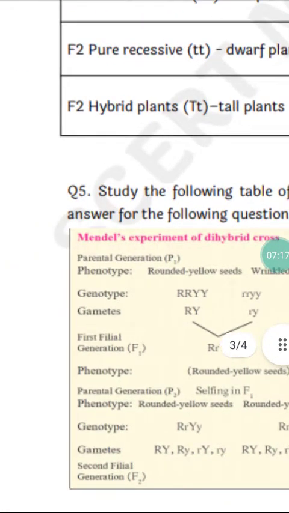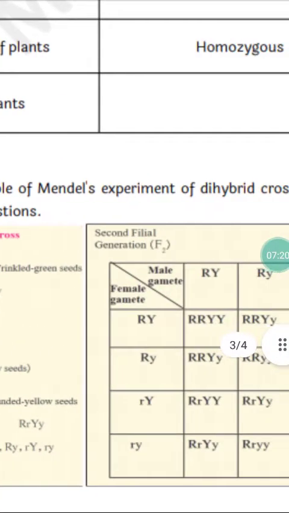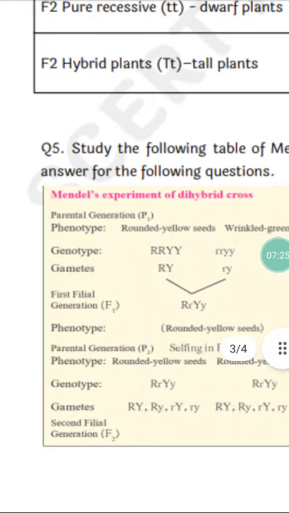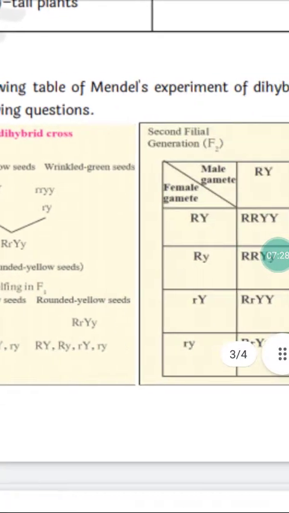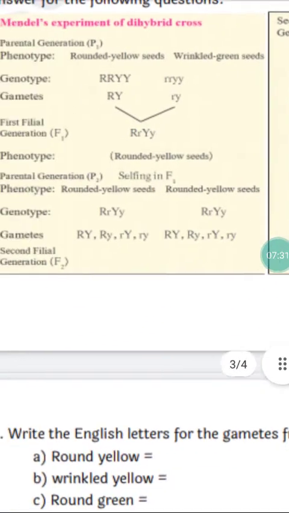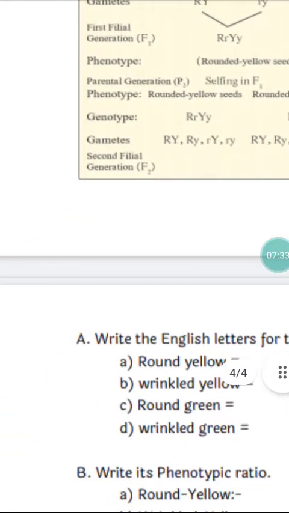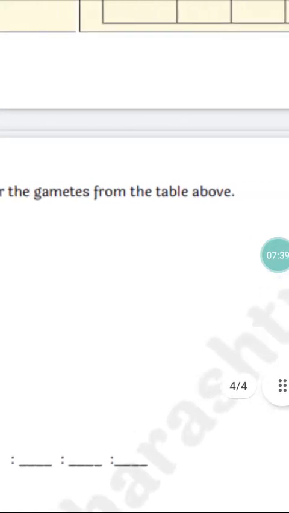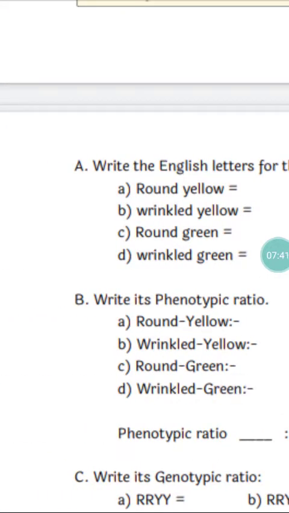Okay. Now the next question, following table of Mendel's experiment of dihybrid cross, and write the answers to the following questions. This cross you had already studied last year. Write the English letters for the gametes from the table above. Round yellow, what are the gametes? That is capital R, capital Y, capital Y. Also, if it is in the heterozygous condition, then capital R, small r, capital Y, small y.